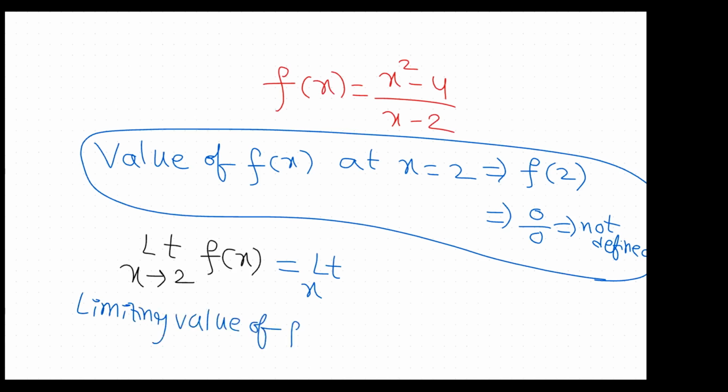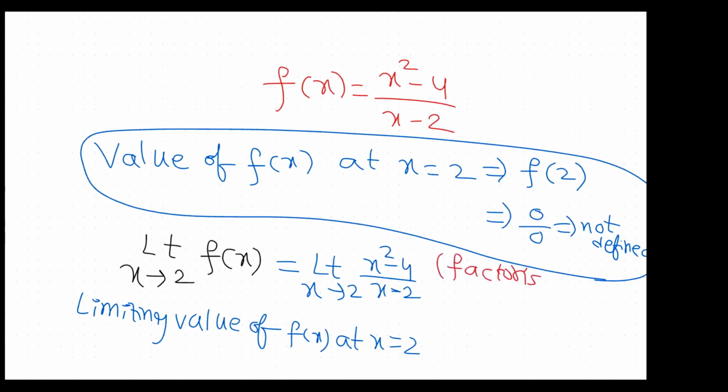How to calculate means, limit x tends to 2 of f of x, we'll put like this, x square minus 4 by x minus 2. Here also we'll substitute 2. If I substitute 2, what am I getting, ma? 0 by 0 form we are getting. At that time in limits, to get the limiting value, we apply methods called factorization or rationalization.